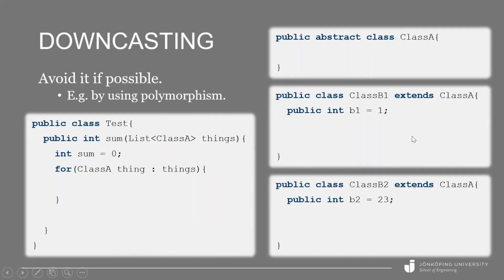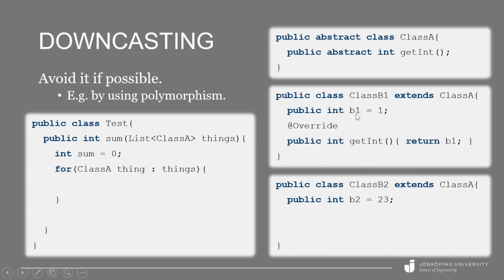So here to the right we have the code that we had before. But if we make use of polymorphism, then the code we write here can look much better. So what we can do is that inside our abstract class, we add an abstract method called getInt, and then all of these classes that inherit from class A get to implement this method to return the integer they should return. So in class B1, where we should return the value of the instance variable B1, we implement the getInt method like this. And in class B2, we implement the getInt method like this. So we return B2.